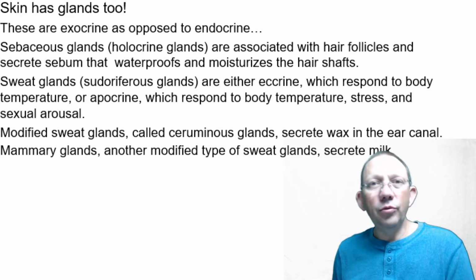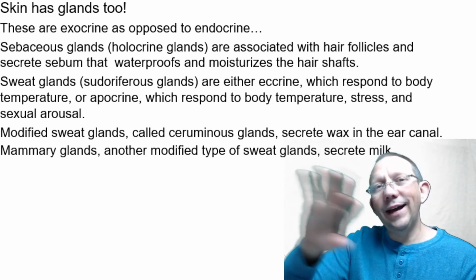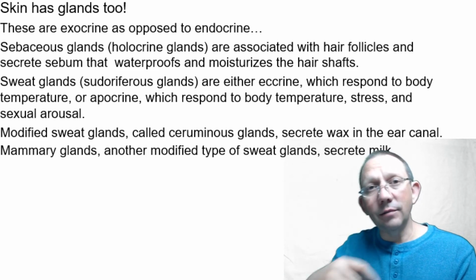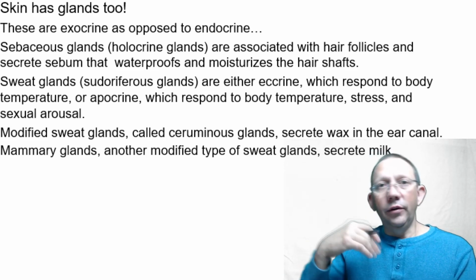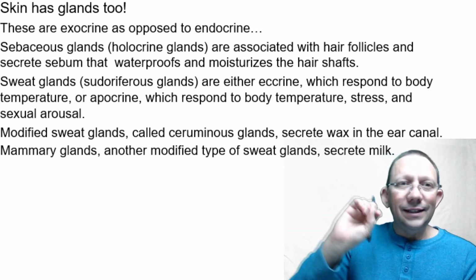Skin has glands too, a lot of glands. These are called exocrine. They're not endocrine. We'll talk about endocrine when we get into endocrine glands, like your pancreas, your kidneys, and your adrenals. These are exocrine, so they release to the outside.